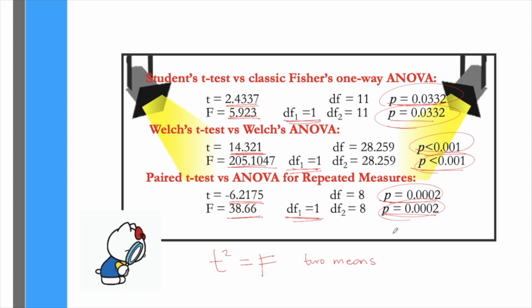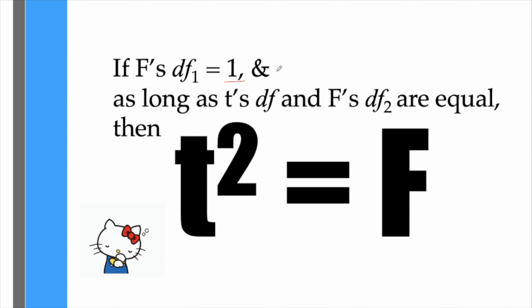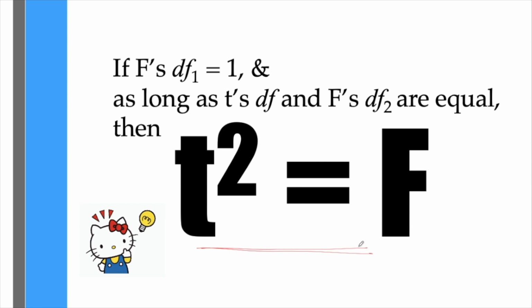Which shows that as long as you're comparing two means, or in other words, as long as the df1 in ANOVA is equal to 1, and for as long as the degrees of freedom in the t-test and the second degrees of freedom in f are equal, you will always have t squared is equal to f. And as demonstrated on the previous table, their p-values are always the same as long as this relationship holds true.